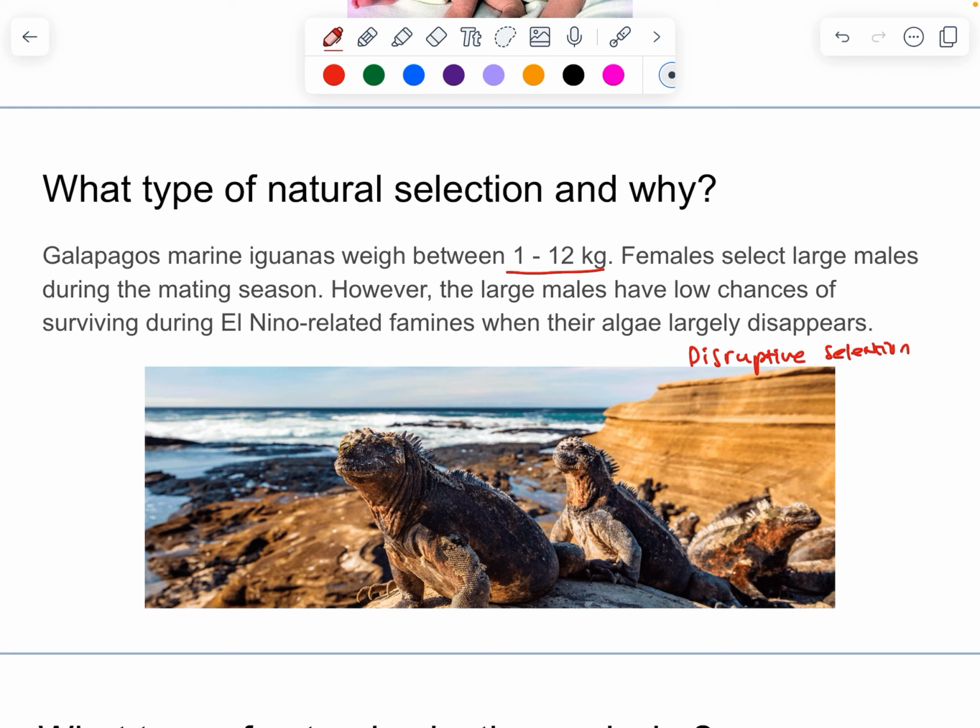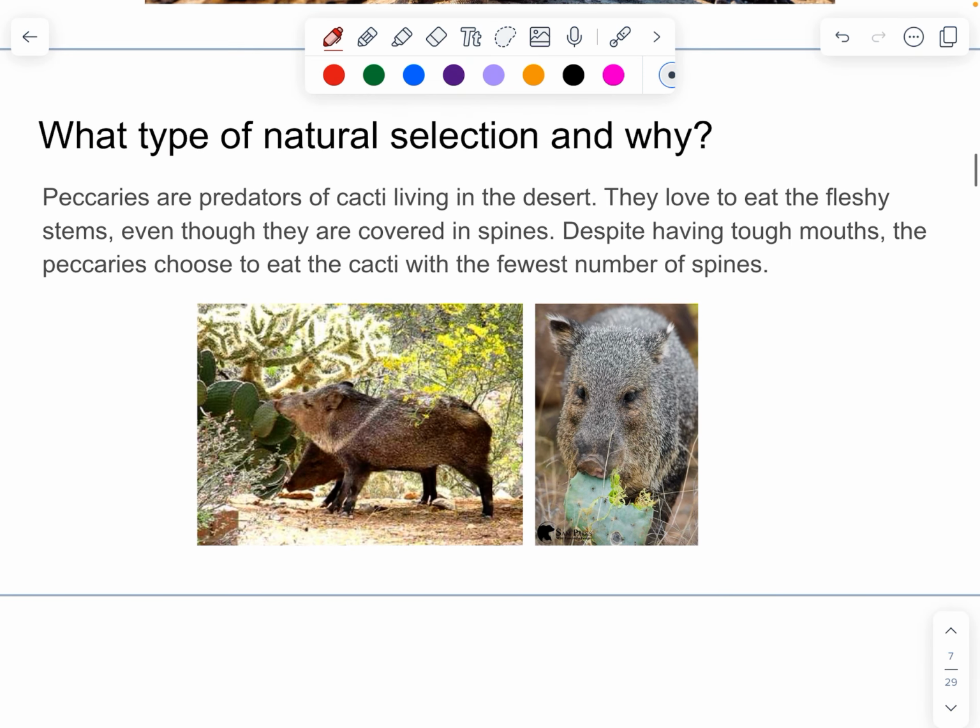Now, during the El Nino season, when food becomes scarce, the smaller males, they have higher chances of surviving and therefore they're going to survive and reproduce. Right? Because their smaller bodies don't require as much food to sustain themselves. As a result, they're more likely to reproduce and leave more offspring. So that means the medium-sized iguanas, they don't have any benefit. As a result, they're actually selected against.